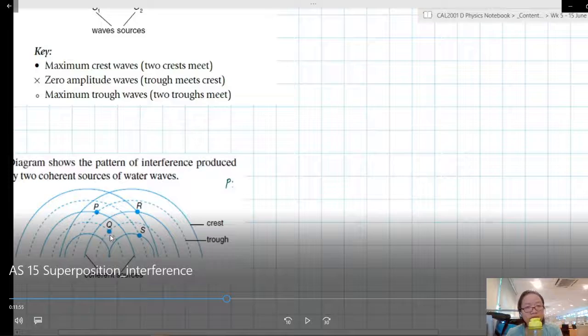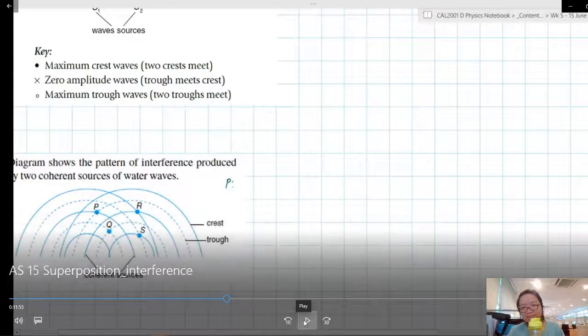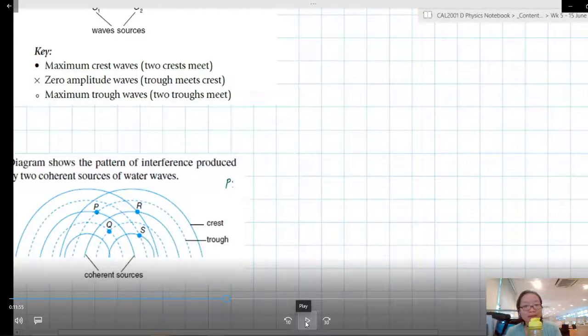For example, at Q, you will get a trough from one wave, this one is the trough, meet the other trough from the second wave. So trough meet trough, you should get maximum. So hopefully you can pause the video now, solve it and play.